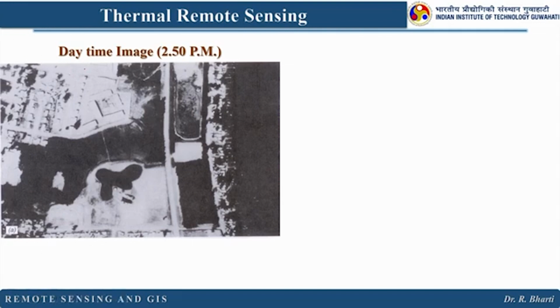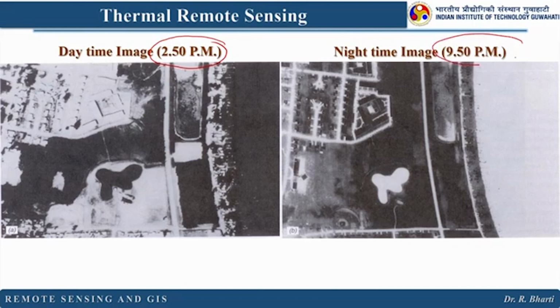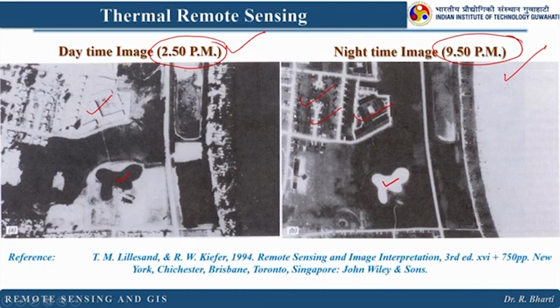So let us see this daytime image, which is at 2:50 p.m., right, and this is 9:50 p.m. So we assume that at this time the temperature is maximum on the surface, and this is night time when we expect that it has cooled down. So here you can see this is some kind of water body and it has contrast. All the other materials like buildings are also very clearly evident, having temperature difference during the diurnal cycle, right. So this was taken from this particular book.